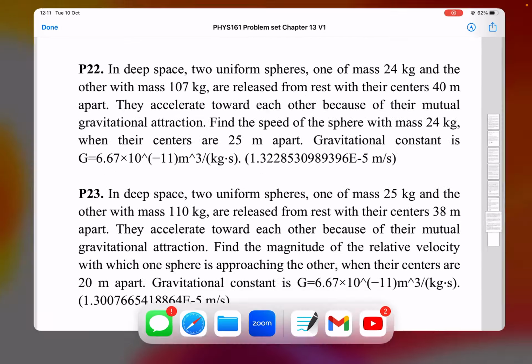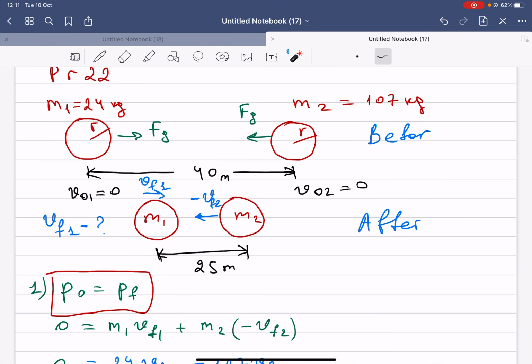Okay. So initially, basically, we had two stars. This one is M1, which is 24 kilograms. This is M2, 107 kilograms. And the distance is 40 meters apart. Initially they were at rest, and once they are released, due to the gravitational attraction force, they start approaching each other. So we have to find the final speed of M1 at a distance of 25 meters.